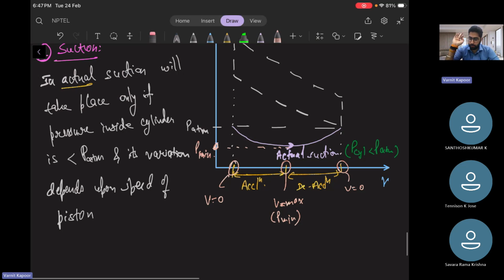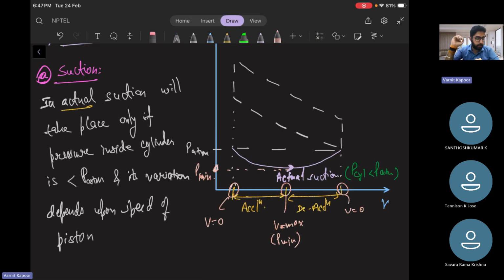Yes or no, please, so that we can proceed to the compression one. Is it clear or not clear? Yes, sir. It's clear.